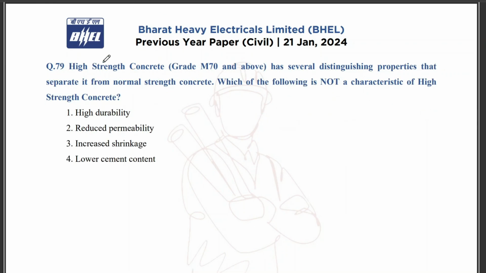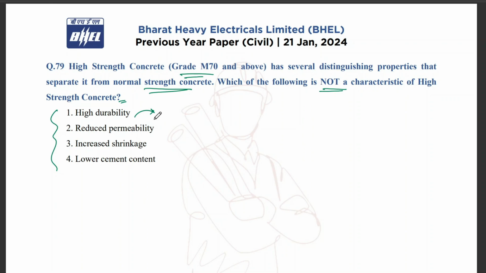79. High strength concrete grade M70 and above has several distinguishing properties that separate it from normal strength concrete. Which of the following is not a characteristic of high strength concrete? So here the first option is high durability. It resists chemical degradation including chemical attacks. Second one is reduced permeability. It is due to the dense microstructure. It prevents water ingress. Third, increased shrinkage. The higher cement content and lower water cement ratio can lead to higher shrinkage.